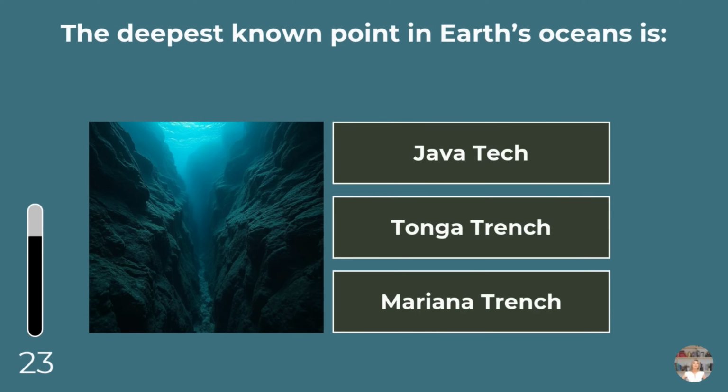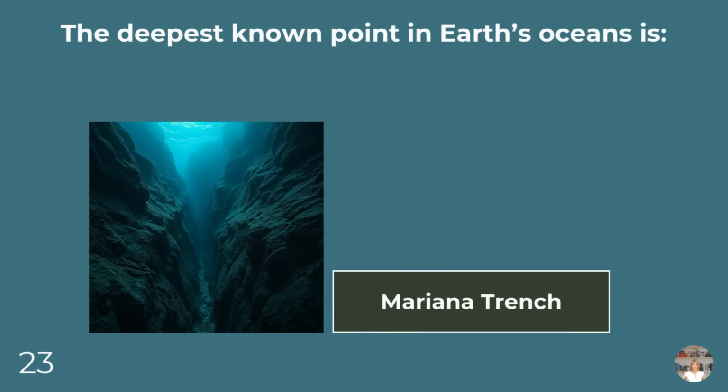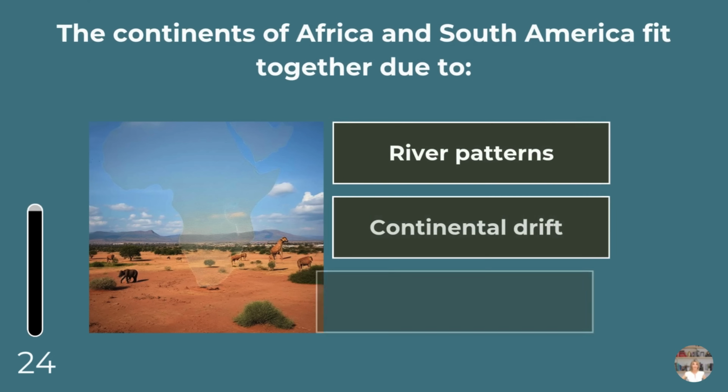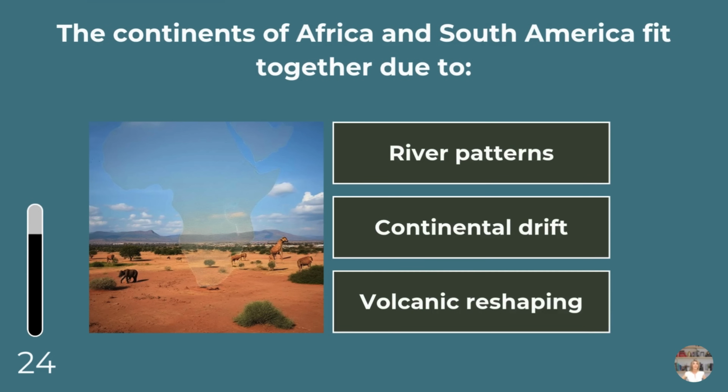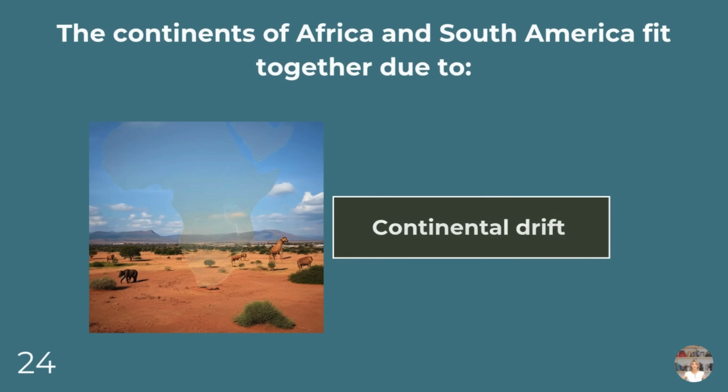The deepest known point in Earth's oceans is Java Trench, Tonga Trench, or Mariana Trench? The Mariana Trench. The continents of Africa and South America fit together due to river patterns, continental drift, or volcanic reshaping? Continental drift.